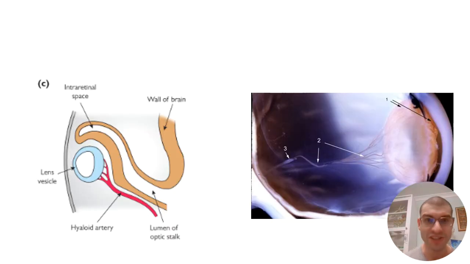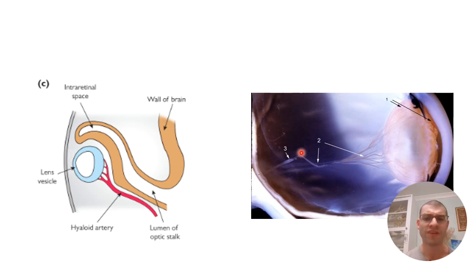Now, assuming the lens does form properly, you might be thinking, well then how is it nourished? And the answer is the hyaloid vasculature. The main bit is the hyaloid artery here, but there's other bits. So labelled number 1 here is the tunica vasculosa lentis, which is a coat of blood vessels surrounding the lens. Then you've got the hyaloid artery, and then number 3 is the glial tissue surrounding the back.